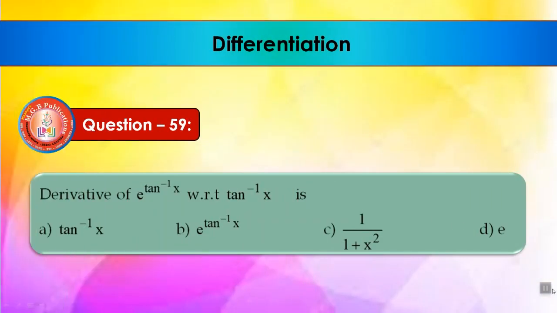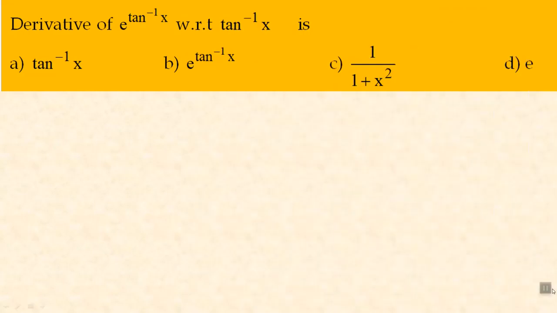Dear students, see the question number 59. Read the question and write it. The question is, derivative of e power tan inverse x with respect to tan inverse x is, options are tan inverse x, e power tan inverse x, 1 by 1 plus x square, e.